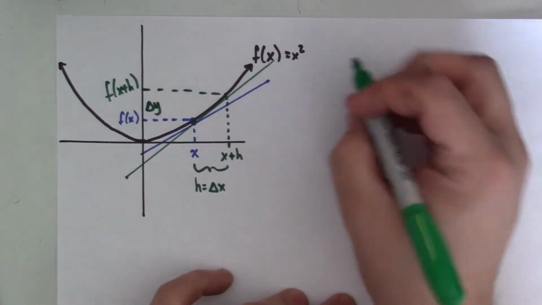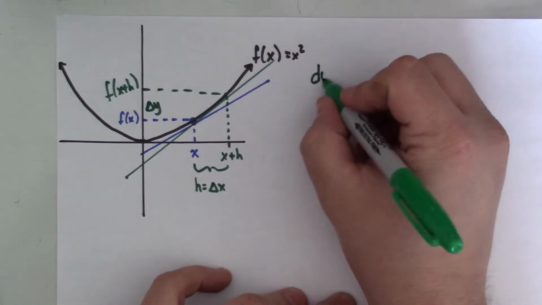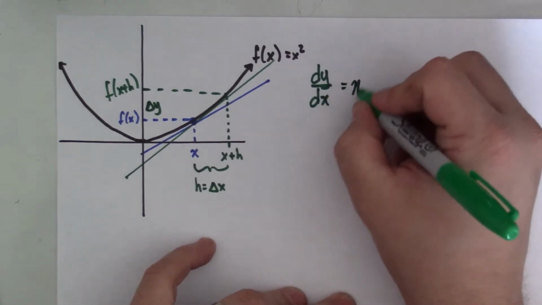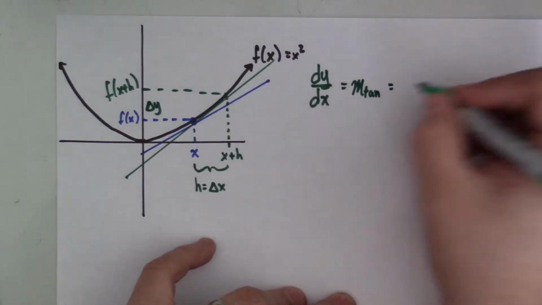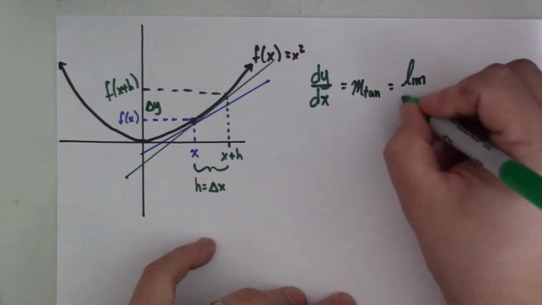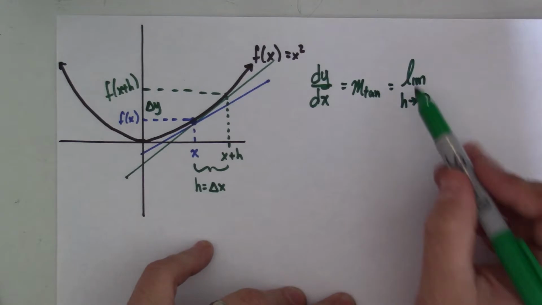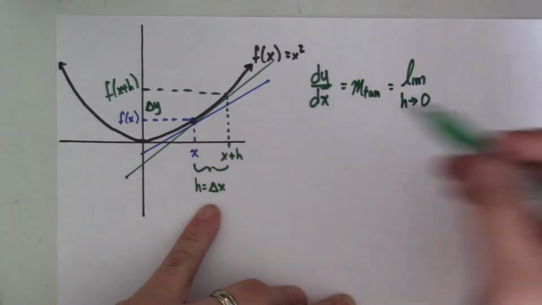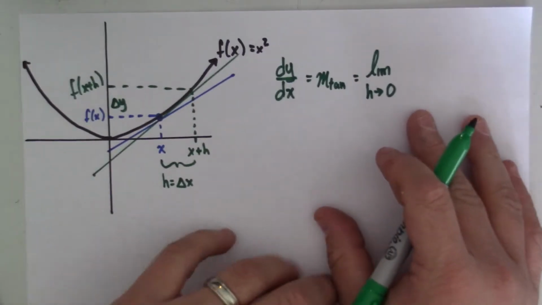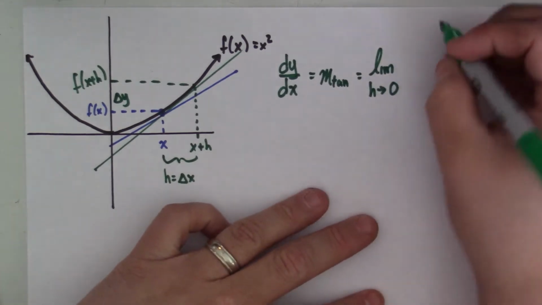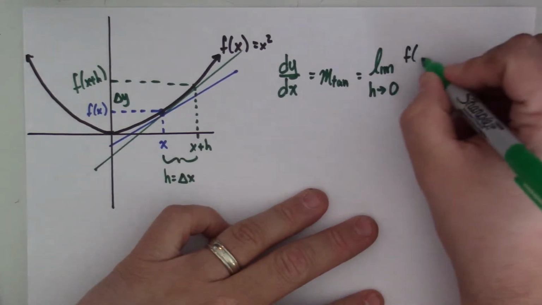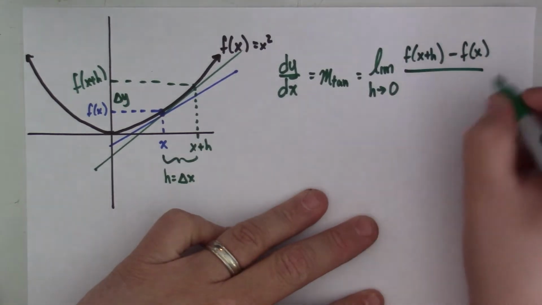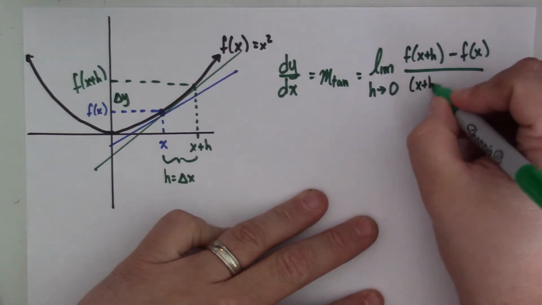So in our last video, I set up the idea that dy dx is the derivative. It is the slope of the tangent line. And we define that as the limit as h goes to 0. Now before we did the limit as x goes to c, but here what I'm focusing on is this distance of my second point from the original point. How far away is it? And I'm saying the limit as that goes to 0 is, well, this y value, f of x plus h minus f of x, all over x plus h minus x.